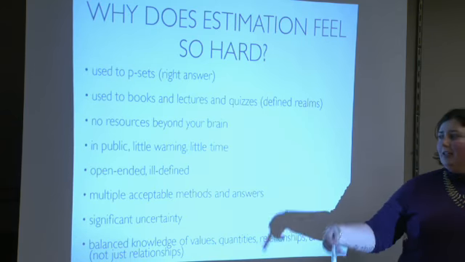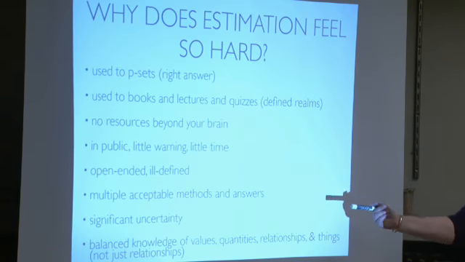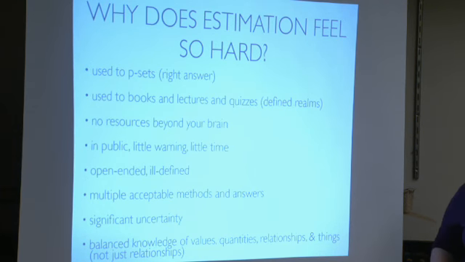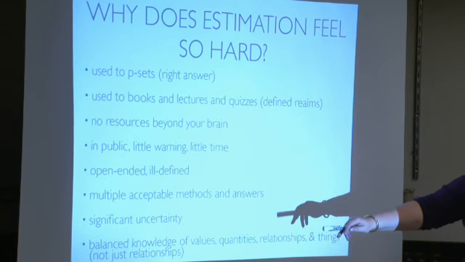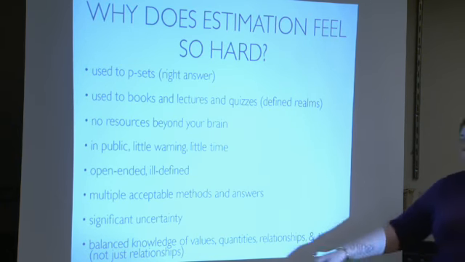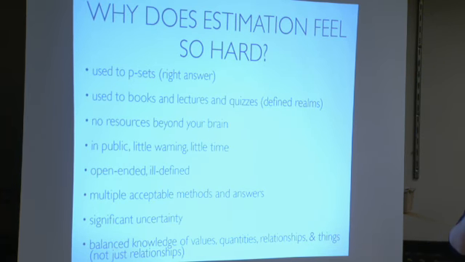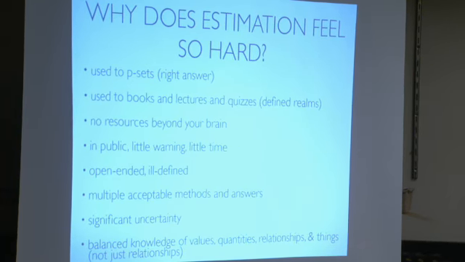Again, it's open-ended. It's ill-defined. There are multiple acceptable methods and answers. There's significant uncertainty: is a light bulb actually 5 watts or 10 watts or 1 watt or bigger? It's hard to know exactly if you can't actually look at the light bulb. And that can be stressful. And then you have to have this set of knowledge where you don't just know values or quantities or relationships, but you know all of them in relation to each other. And that is a lot of knowledge.